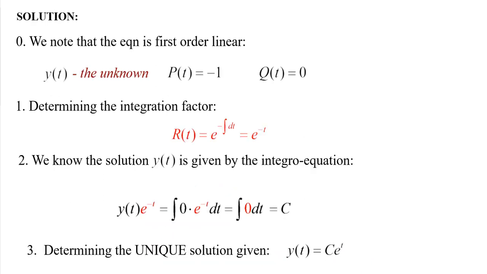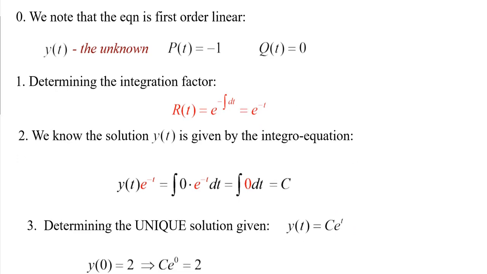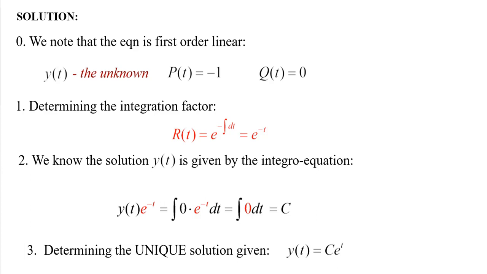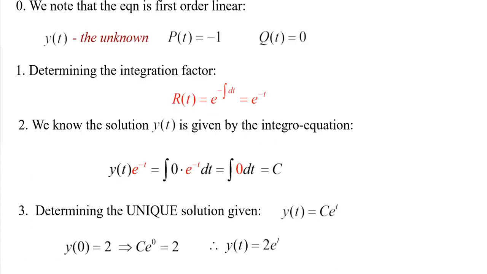And then after that, we need to determine the unique solution given the general solution, which is y of t here. When we determine the particular solution, we need to consider that y(0) is equal to 2, which simply implies that c is equal to 2. And then we get our unique solution as y of t equals 2 times e to the power t. So that is the unique solution using this method of first order linear equation via the integration factor.